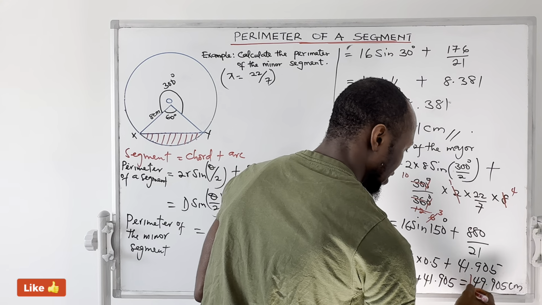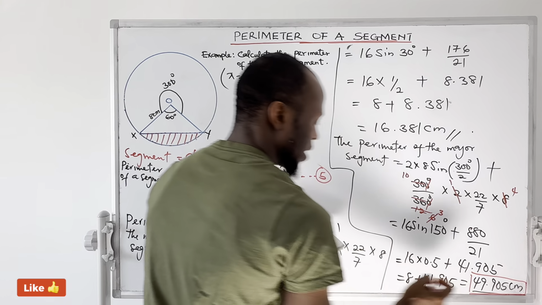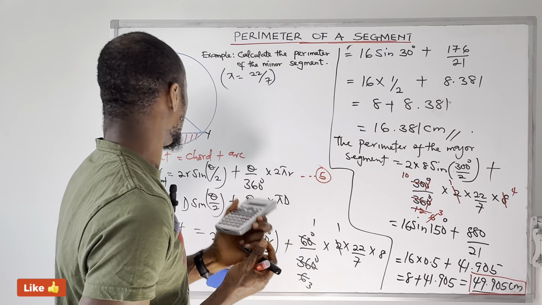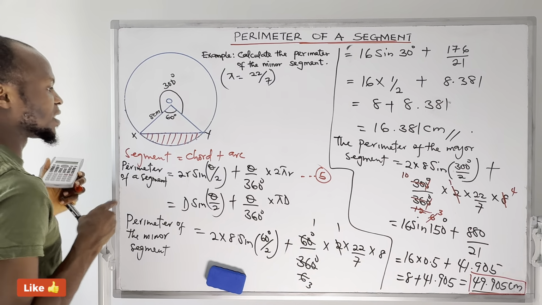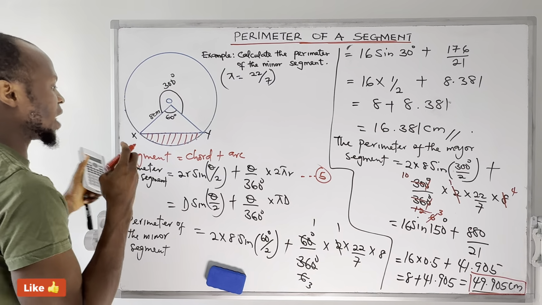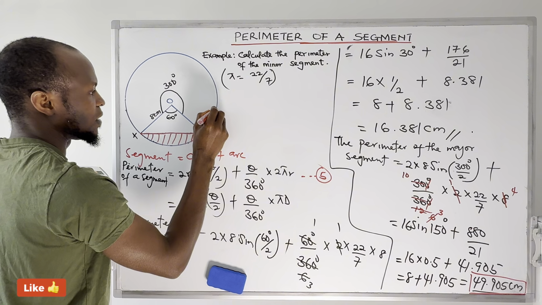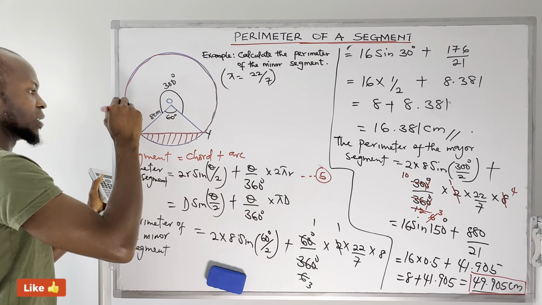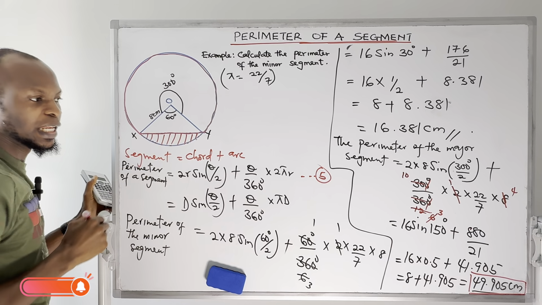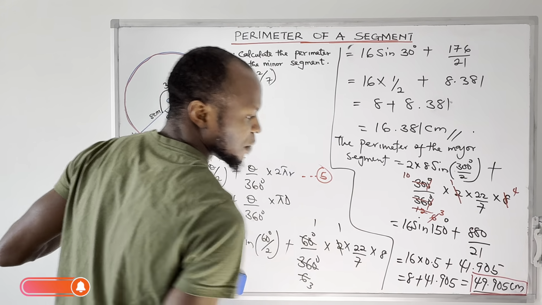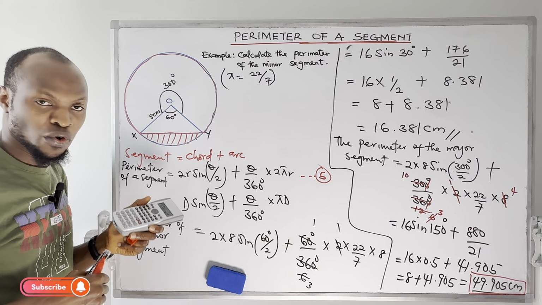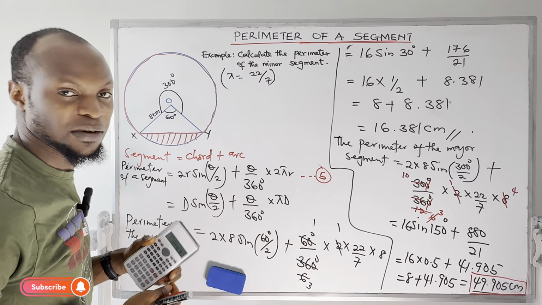This will be the perimeter of the major segment. This is what they ask us to calculate, this length, just follow me, like this. This is what we are trying to calculate, the total surface of this segment. That is what makes 49.901 or 49.91 centimeters to 4 significant figures.